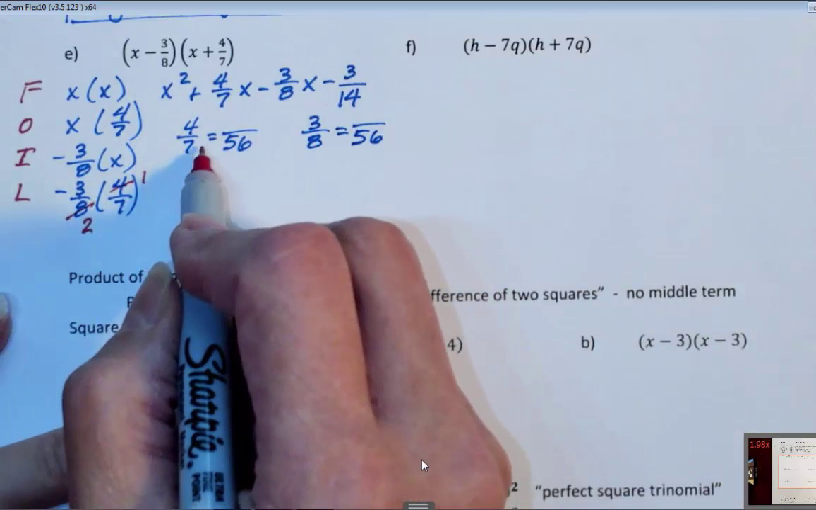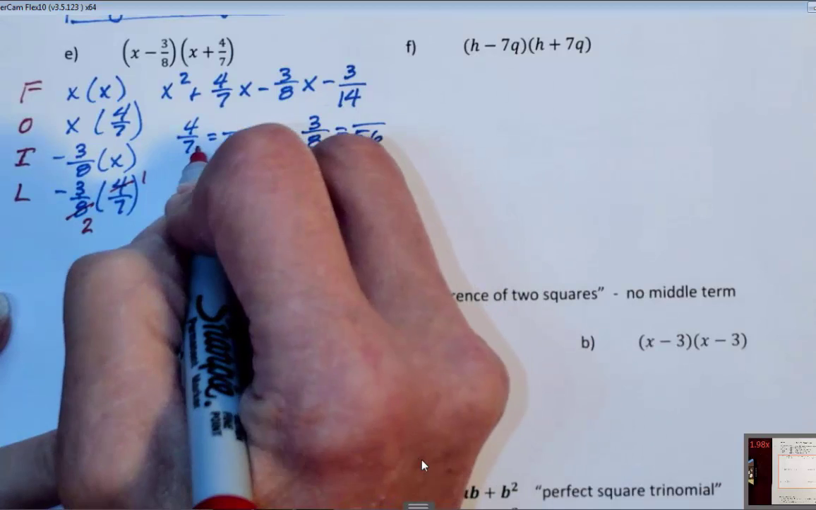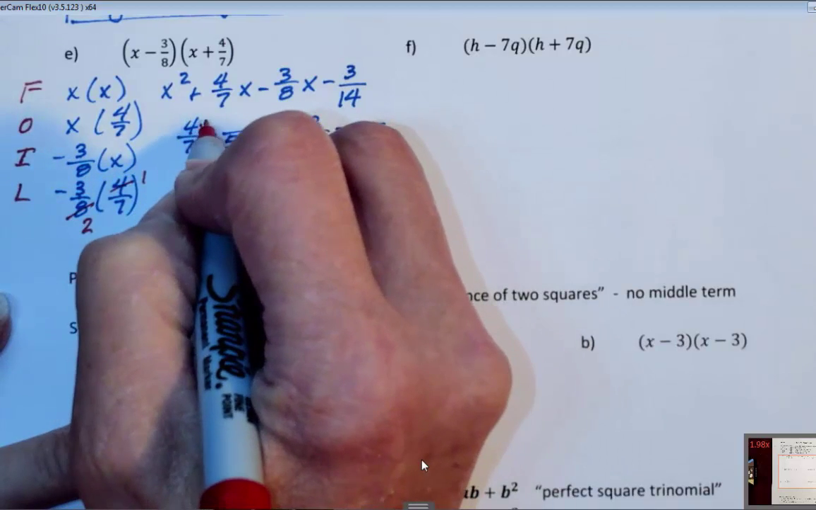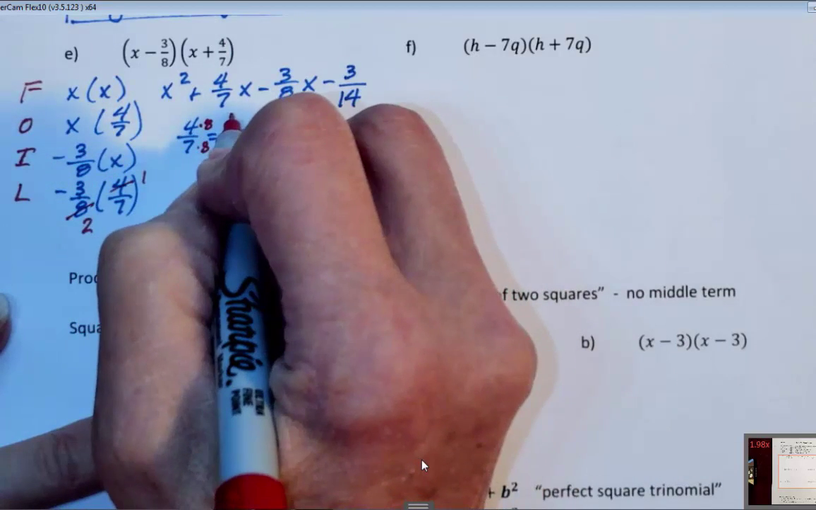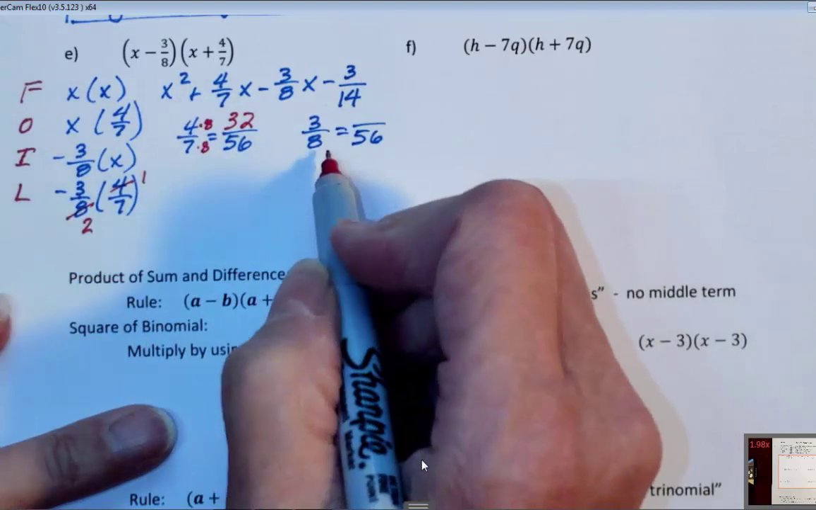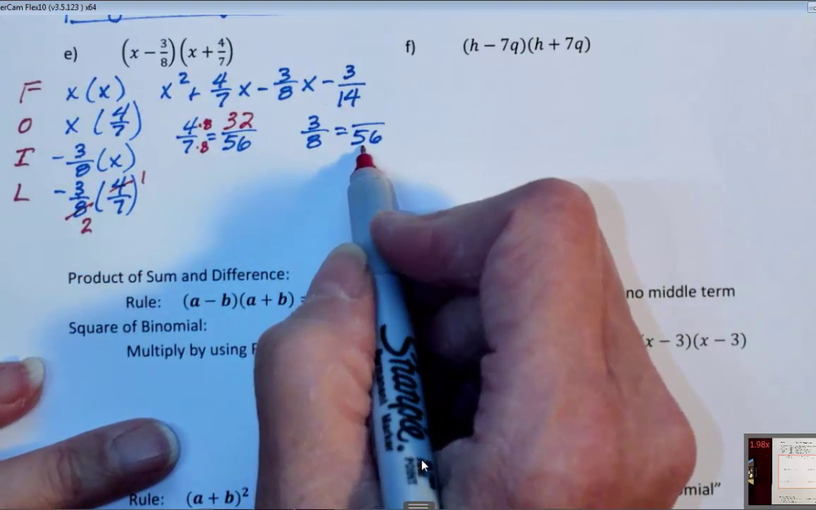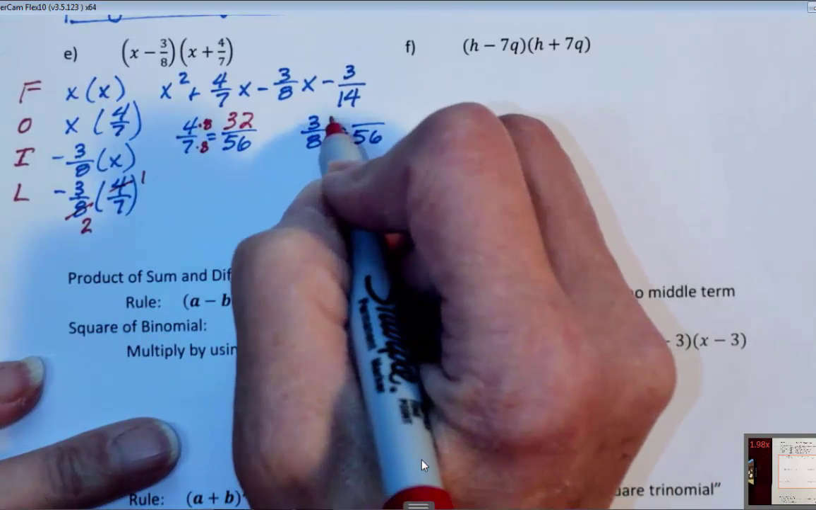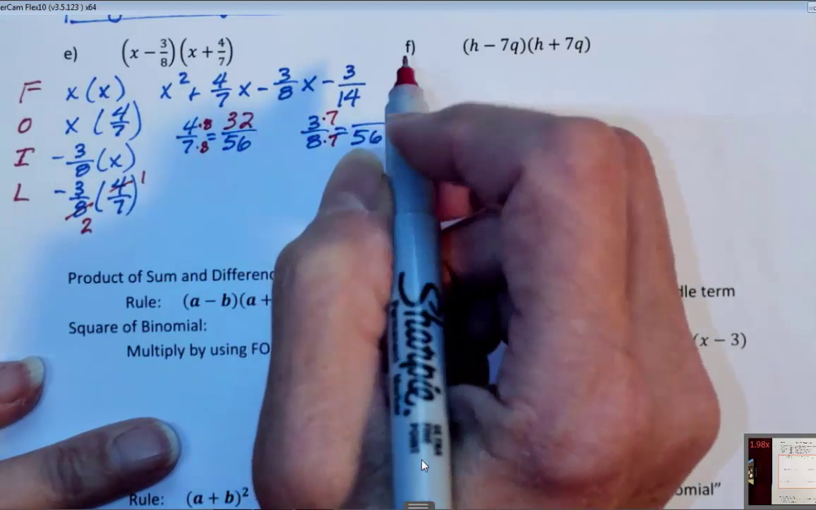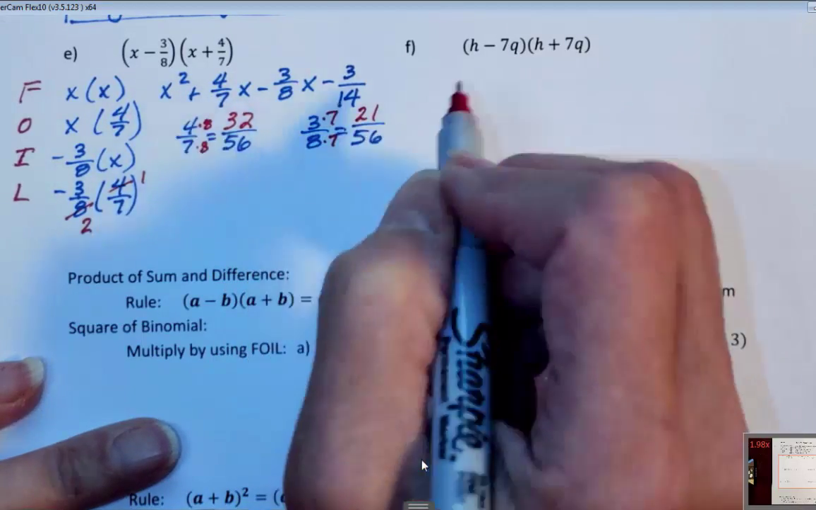7 times 8 gives me 56, so I need to multiply 4 times 8, and that gives me 32. 8 times 7 gives me 56. I need to multiply 3 times 7, which is 21.